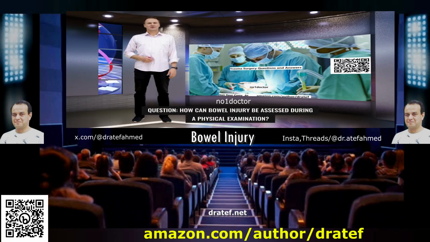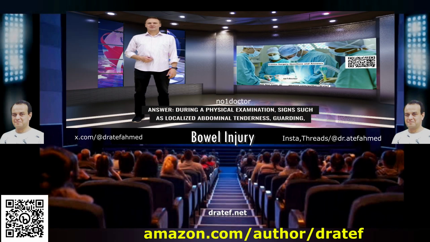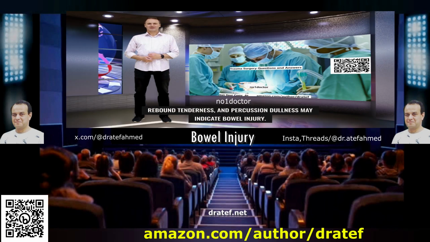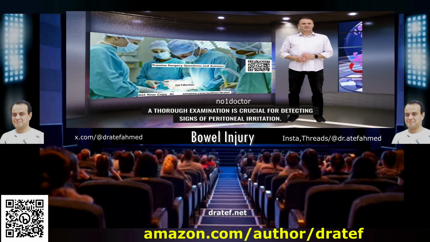Question: how can bowel injury be assessed during a physical examination? Answer: during a physical examination, signs such as localized abdominal tenderness, guarding, rebound tenderness, and percussion dullness may indicate bowel injury. A thorough examination is crucial for detecting signs of peritoneal irritation.